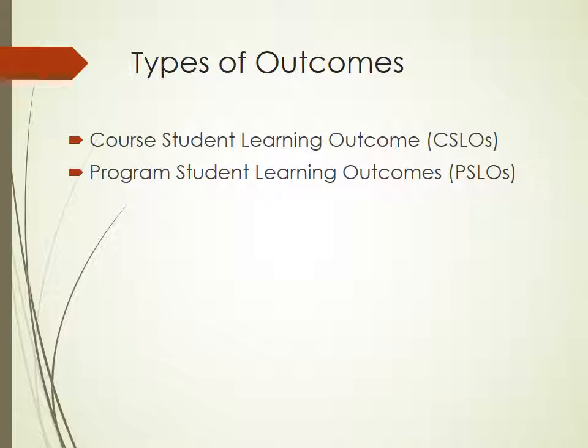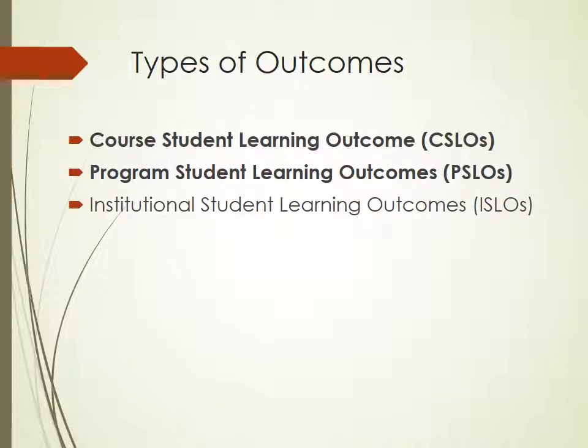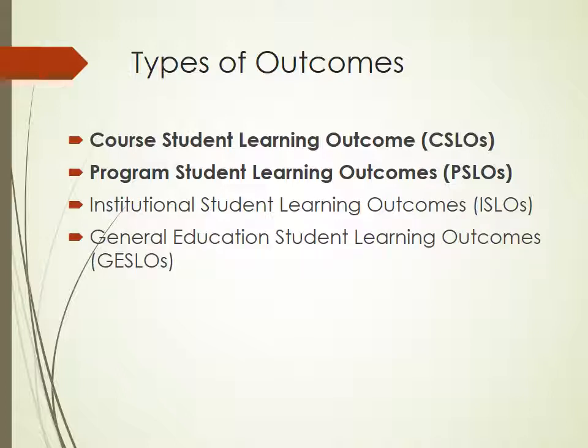We do focus on two different types of outcomes more prominently. We focus on course student learning outcomes and program student learning outcomes. However, we do have institutional student learning outcomes and general ed student learning outcomes, which we will focus on in other presentations. Course student learning outcomes, of course, are focused on a more narrow level, or a lower level, I should say, while program student learning outcomes take all of the courses together within a program and set the expectations that we have for students' abilities and knowledge after the completion of a series of courses. And we'll talk about that more in just a second.